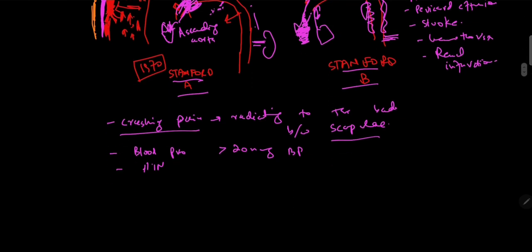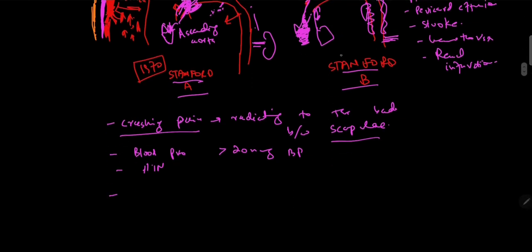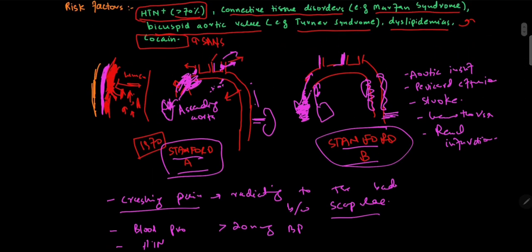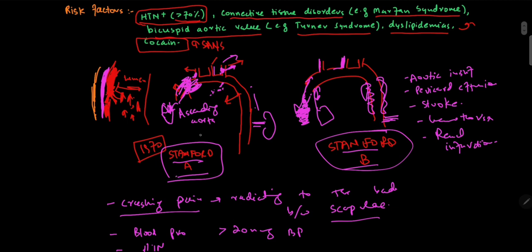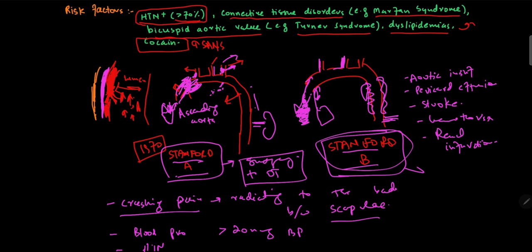So then coming down to the management, it depends on which type is present, Stanford A or Stanford B. Let's say Stanford A is present. Stanford A is very severe, like we talked about. It's really close to the heart. And so in this case, we just need surgery. You're going directly towards the OT. You need immediate surgery. On the other hand, in Stanford B, you can wait and give just medical treatment. In medical treatment, you give IV beta blockers.